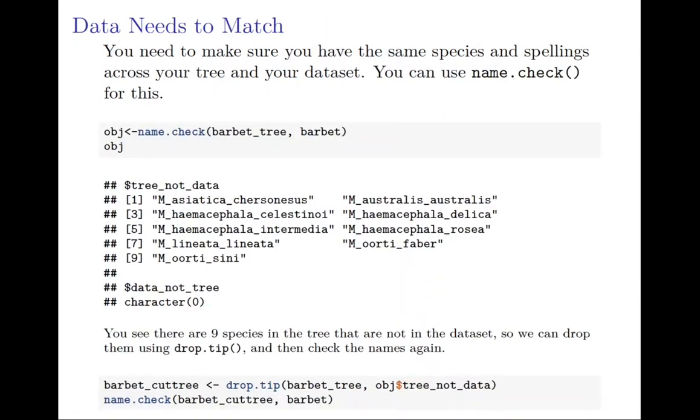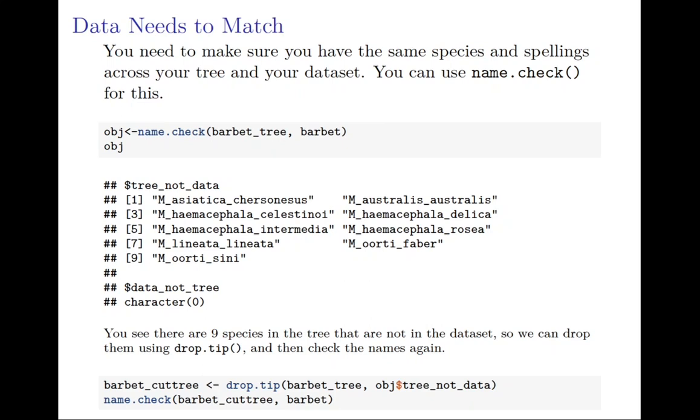And so one thing that you really need to make sure you're doing when you're working with this data is you need to make sure that you have the same species and spellings across your tree and your data set, right? So you need to make sure you have a tree and a data set. That's how this works, because your tree is what you build your matrix from. And you can use this name.check function to check these things out.